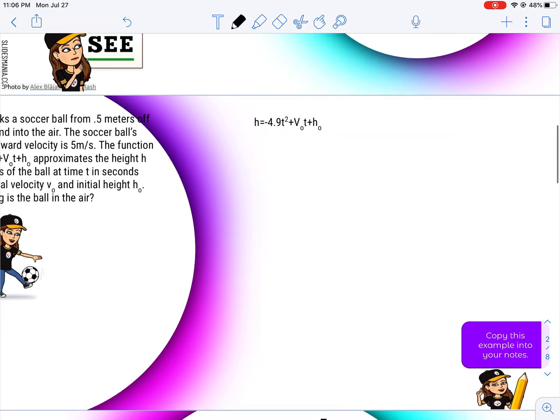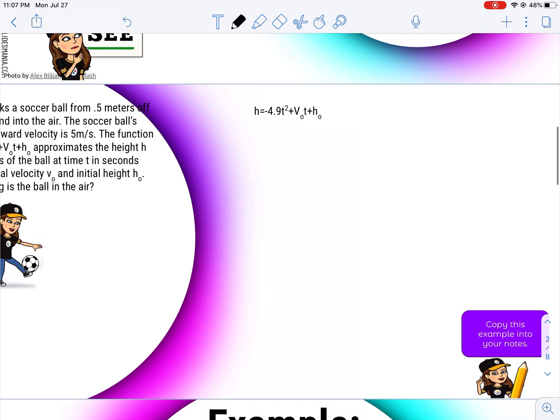So let's check out this problem. It says Ellen kicks a soccer ball from a half a meter off the ground into the air. The soccer ball's initial upward velocity is 5 meters per second. The function h equals negative 4.9 t squared plus v0 t plus h0 approximates the height h in meters of the ball at time t in seconds, given the initial velocity v0 and the initial height h0. How long is the ball in the air?